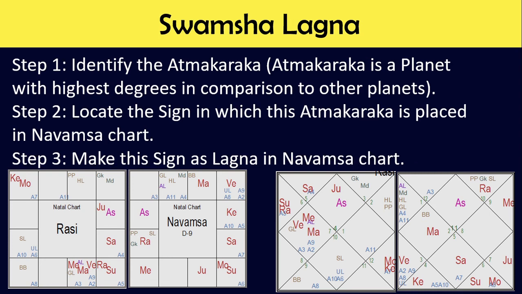Now Swamsha Lagna. First identify the Atmakaraka, which is Venus here. Now locate the sign in which the Atmakaraka is placed in the Navamsa chart. In Navamsa, Venus is in Gemini. Now make this sign the Lagna in the Navamsa chart. In Navamsa, if we make Gemini the Lagna, then this is the Swamsha Lagna of this native. Unlike Karakamsha Lagna, where we make the Lagna in the D1 chart, in Swamsha we make this Lagna in the Navamsa chart. This is the difference.